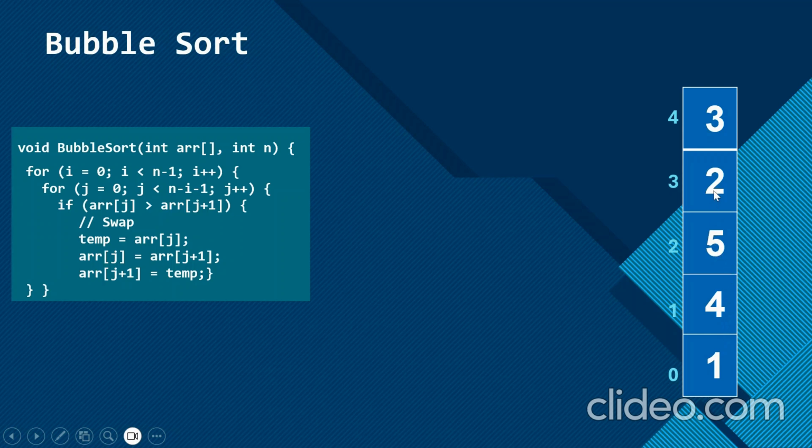Then 5 would be compared with 2, and swapping would take place. So 5 would go here and 2 would come here. Next 5 would be compared with 3. Since 5 is greater than 3, 5 would be going to this place and 3 would be coming to this place. So as against the selection sort, wherein we sorted the 0th cell first, here the 4th or the last cell would be sorted first with the biggest or the largest value.